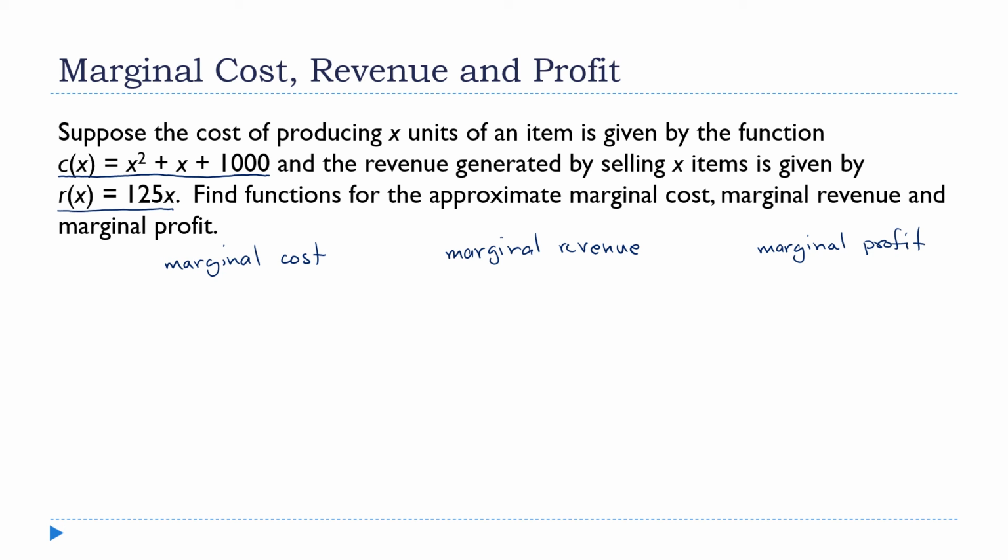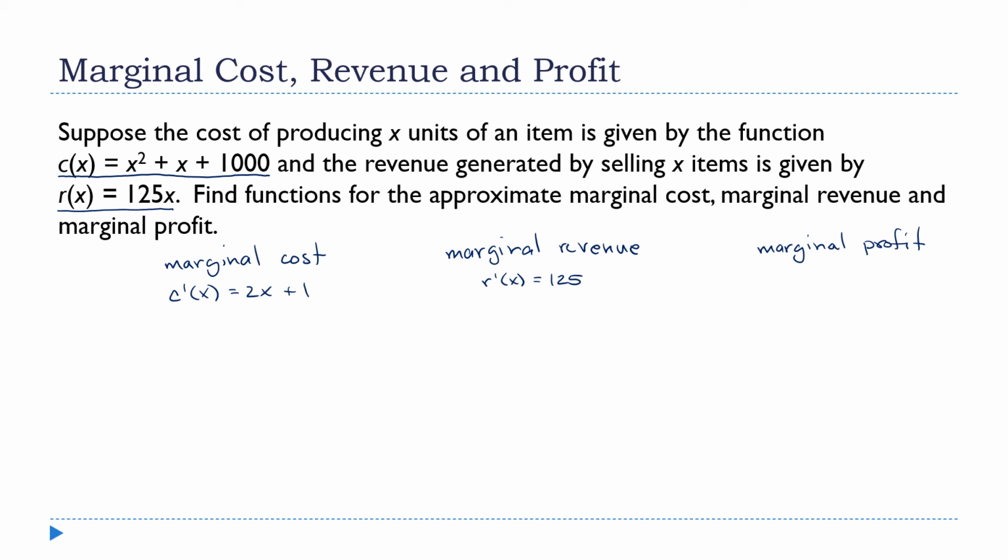Okay, well, I have functions for the cost and revenue, so that's just a question of finding their derivatives. The marginal cost is the derivative of the cost function. That's 2x plus 1. The marginal revenue is the derivative of the revenue function, which is 125, and that kind of makes sense, right? If the price is constant, then the marginal revenue is going to be constant.